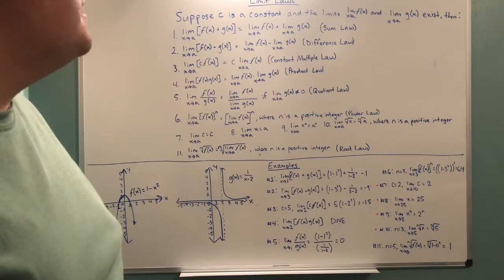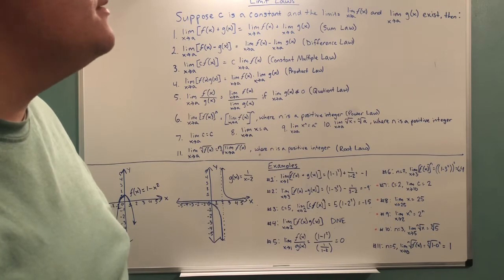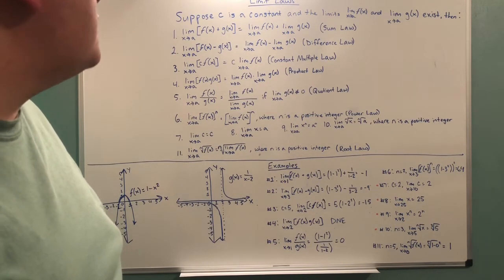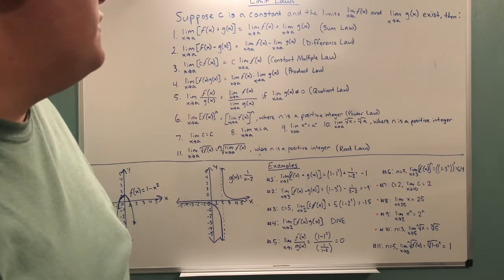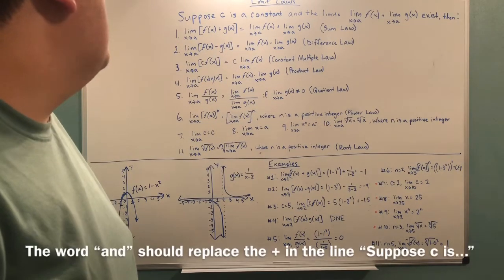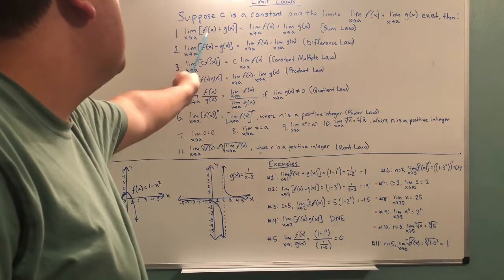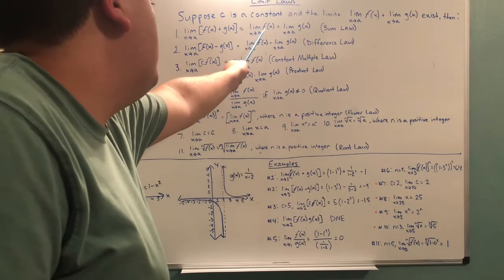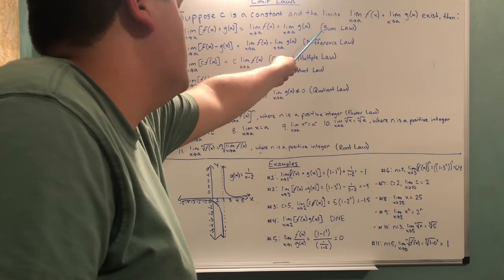Hi, for today's lesson, we'll be learning more about limits, limit laws, and how to use them to evaluate limits in calculus. Suppose C is a constant and the limits, limit as x approaches a of f of x and the limit as x approaches a of g of x, exist. Then the limit as x approaches a of the sum of f of x plus g of x is equal to the limit as x approaches a of f of x plus the limit as x approaches a of g of x. This is also known as the sum law.